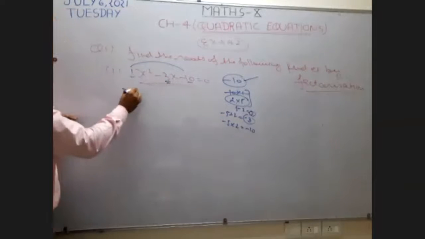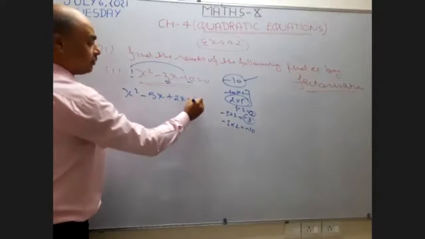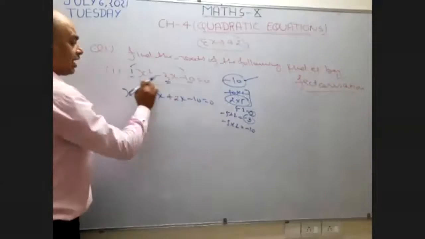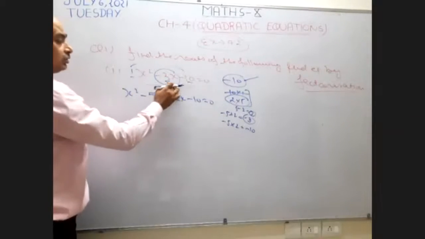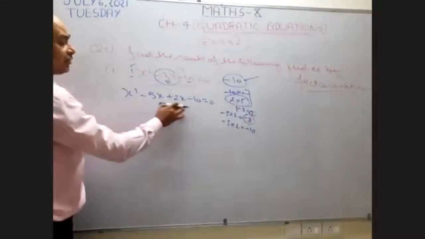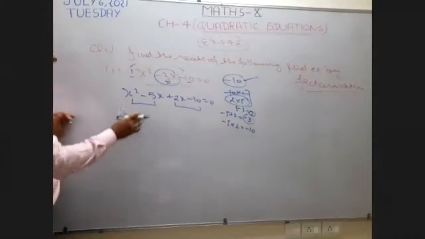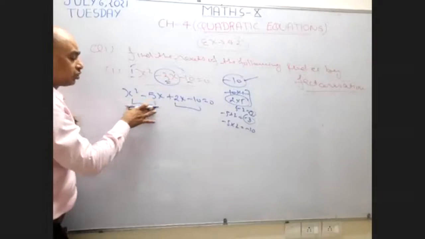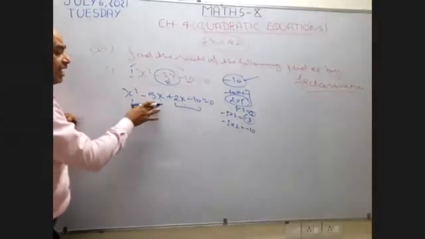So this becomes x square minus 5x plus 2x minus 10 equal to 0. First and last term are going to remain the same. I want to split the middle term. Minus 5x plus 2x is equal to minus 3x. It means instead of minus 3x, I can write minus 5x plus 2x. Now two pairs are there, first pair and second pair. I want to take the common from these two pairs. What is common in the first pair? X is there and x is there. It means x is common.